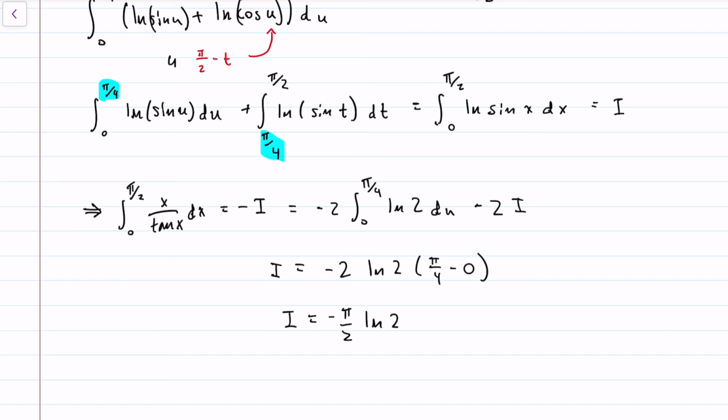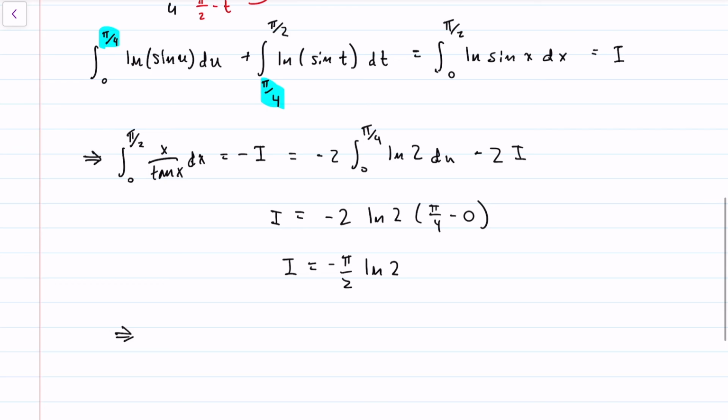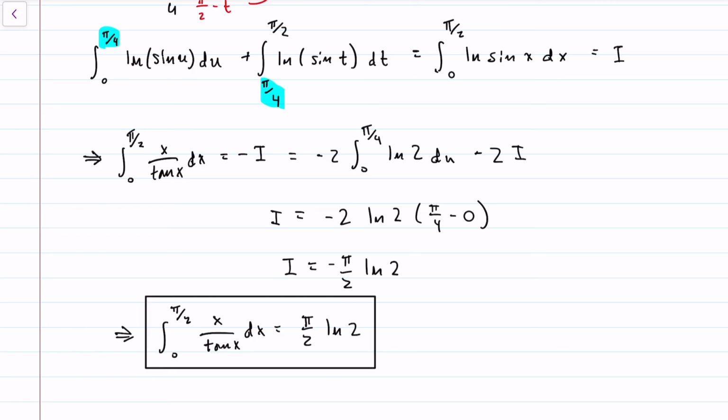But our integral is negative I. So that means the integral from 0 to pi over 2 of x over tangent of x dx is again negative I, which is positive, pi over 2 times ln of 2. Fantastic. And there we go. That was the solution I wanted to share with you. I thought it was kind of interesting.